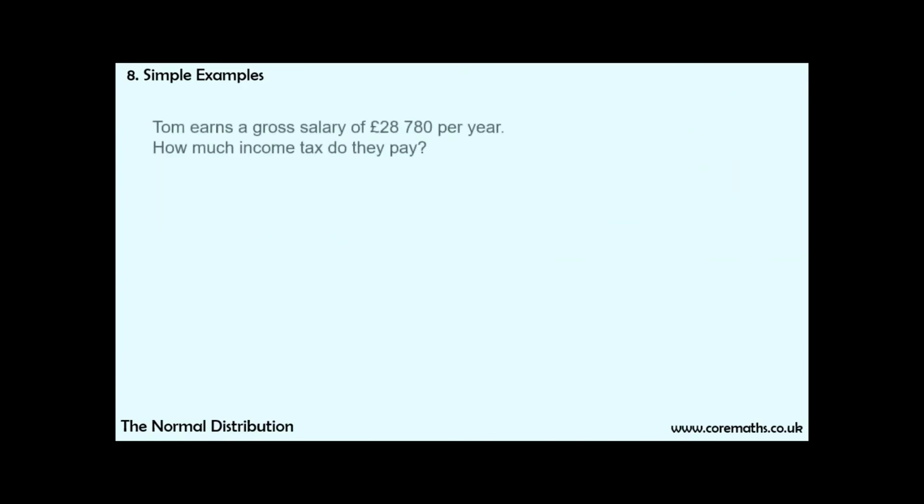Probably not what you're looking for. Let's go for a slightly more complicated one. Tom earns a gross salary of £28,780 per year. How much national insurance do they pay? All right, I'm going to use orange here. Income tax and national insurance are different things. You really should get that into your head. I used green for the income tax; I'm going to use orange for national insurance. There's nothing special about those colors. I just want you to get in your head that they are different things.